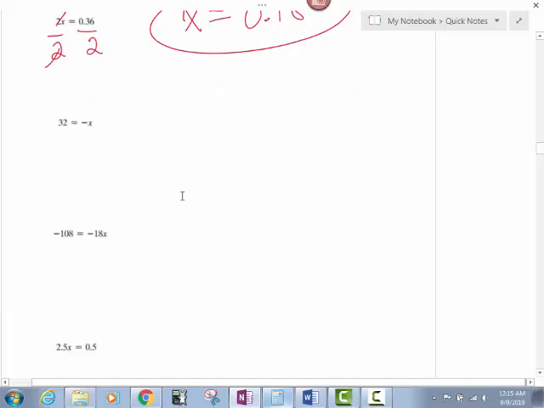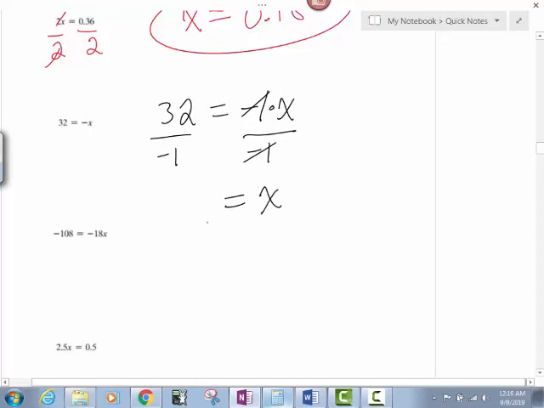Looking at the next problem we have here, we have 32 equals a negative x. Thinking about that problem, what I want us to realize is it says 32 equals negative x. I can think about that as negative 1 times x, okay? So remember, the opposite of multiply is to divide. We're going to divide both sides by a negative 1, okay? So remember, when we're dividing by negative 1, we're really saying, what's 32 divided by 1? Well, it's still 32, but a positive divided by a negative is a negative number. Okay?